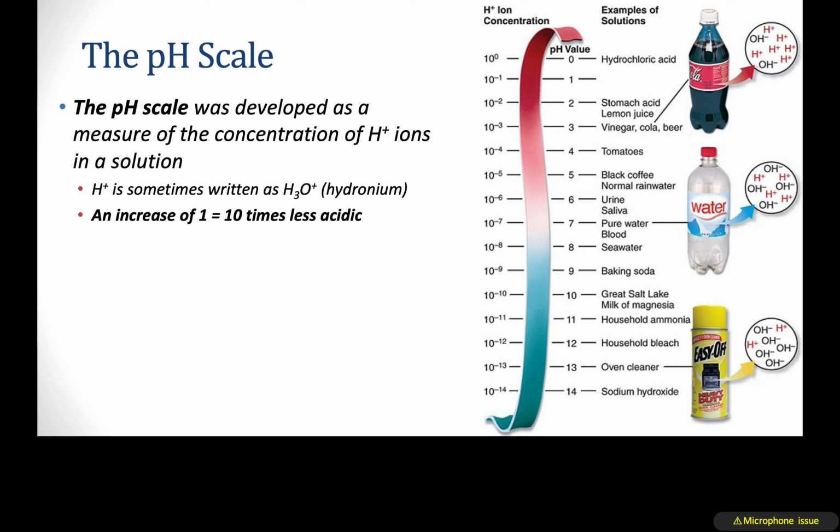An increase of 1 on the pH scale, so if I'm going from 9 to 10, or 10 to 11, or 0 to 1, an increase of 1 means it's 10 times less acidic. The smaller the pH, the more acidic it is. And it's a logarithmic scale, which means if I go from 4 to 5, I just got 10 times less acidic.